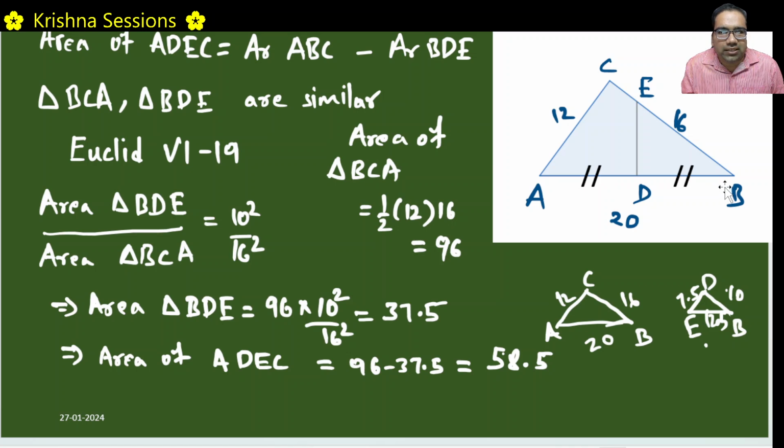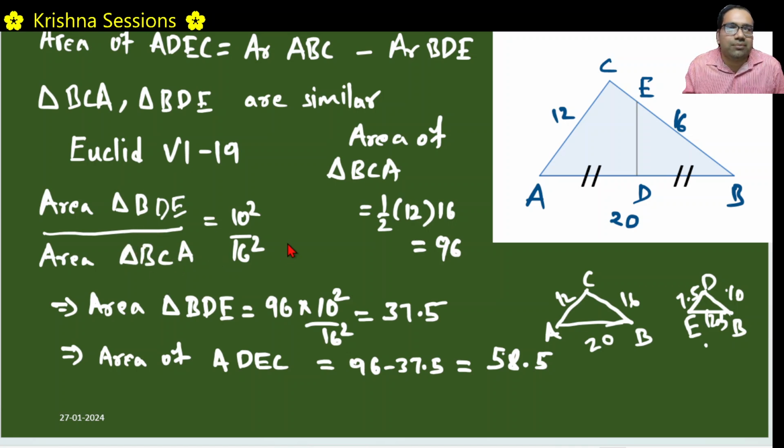Now, the area of BDE, or in fact, I will write BED, by the area of BCA. I will write it as BED by BCA, because in that way these two are similar. For example, BD is the corresponding side of BC, and similarly, DE is the corresponding side of AC or CA. That's why this notation is better.